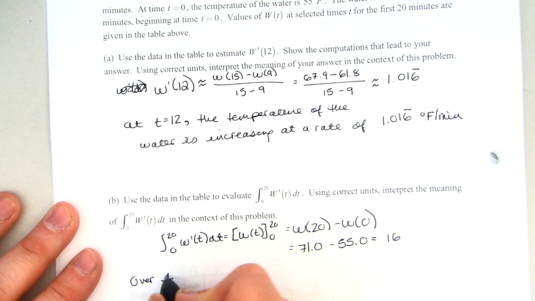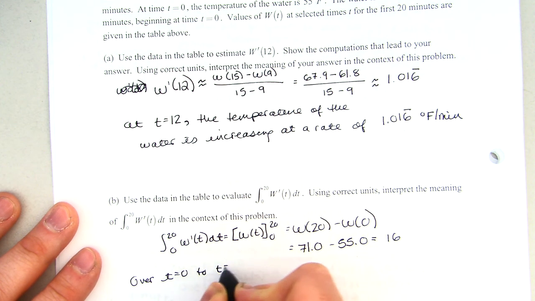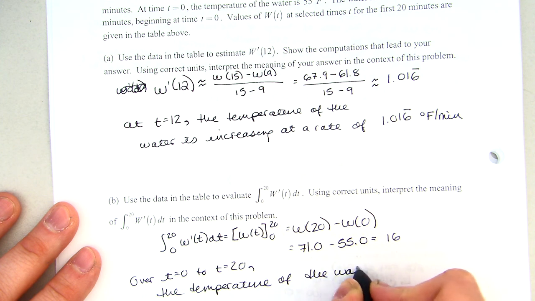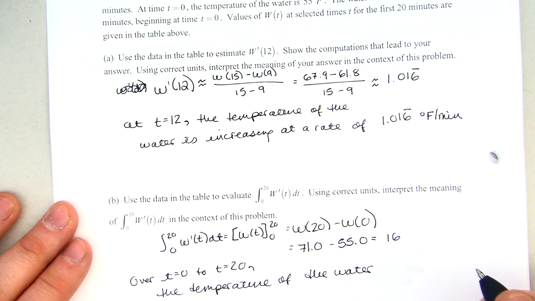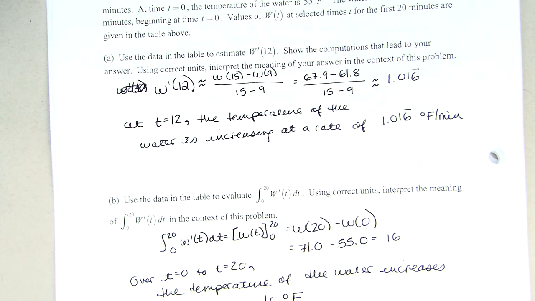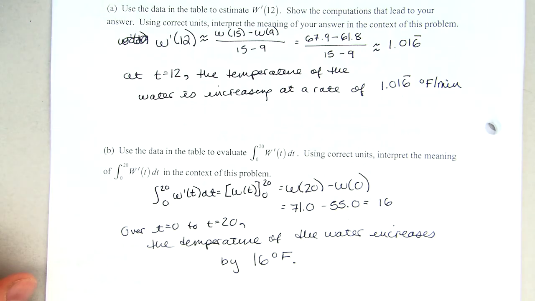I'm going to say over t equals 0 to t equals 20, the temperature of the water either changes by 16 degrees or increases by 16 degrees Fahrenheit, something like that. This is not the rate of change of the temperature. This is the net change, the total change in the temperature. Thank you. Sorry. Keep telling me those things.